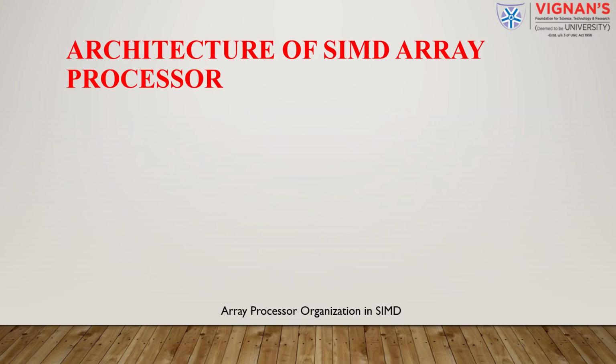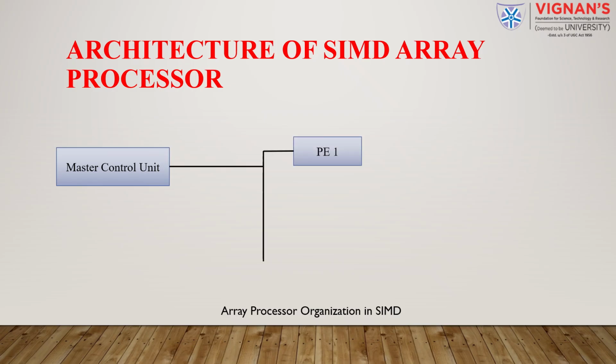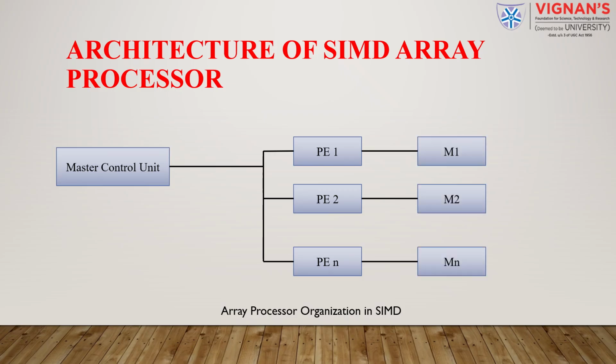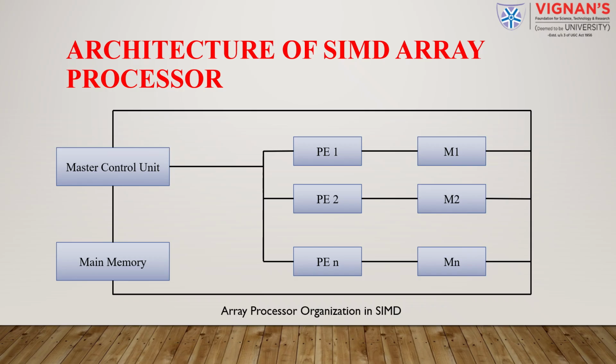If you look at the diagram, you will see the master control unit at the top. This is the single brain of the system. Below it, you see multiple vertical lines connecting to PE1, PE2, all the way to PEN. These are the processing elements. Attached to each PE is its own local memory block, labeled M1, M2, through Mn. The data flows from the main memory into these local memories.